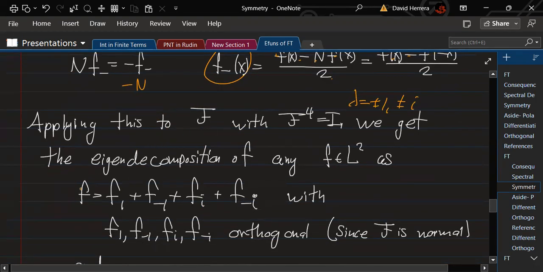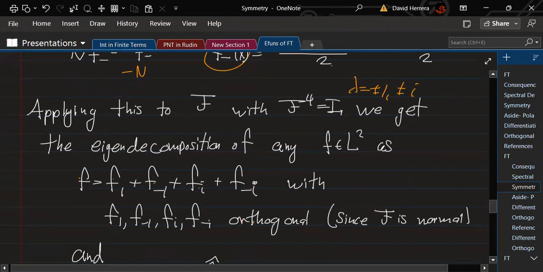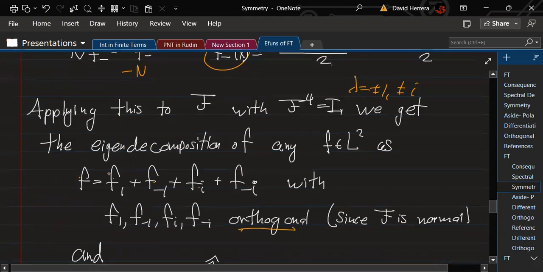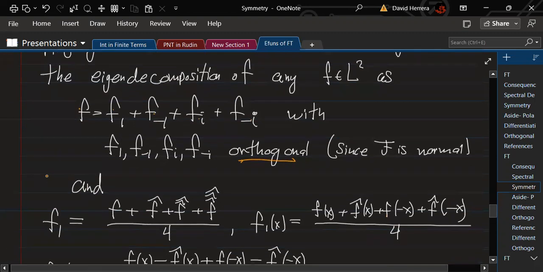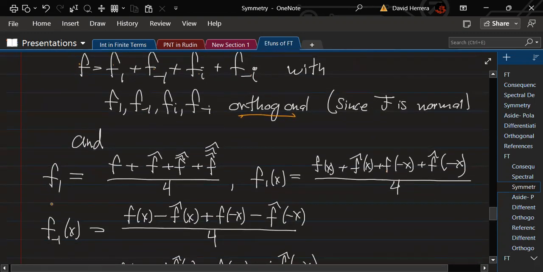Now we're going to have a decomposition of f into f1, f negative 1, fi, f negative i. And these are all going to be orthogonal functions because f is normal. And we're going to have all these decompositions for f1, f negative 1, and such. So here we have f1, which is f, and we're going to average over the orbit of the Fourier transform. So we have f, we add its Fourier transform, we add the Fourier transform of that, we add the Fourier transform of that, and then they're going to repeat. So we have 4 different things, and that's what we have.